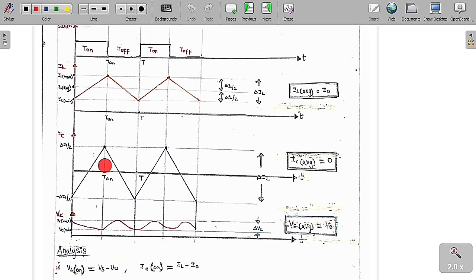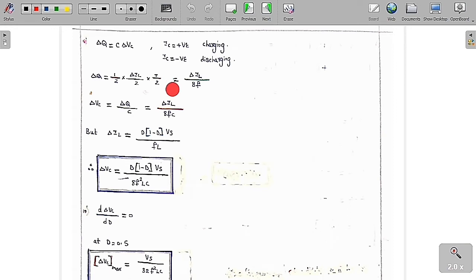The amount of charge is the area under the IC and time curve. So the area under the current and time is called charge. Therefore delta Q is this area, which is half into delta IL by 2 into T by 2. So you get delta IL by 8 into F.